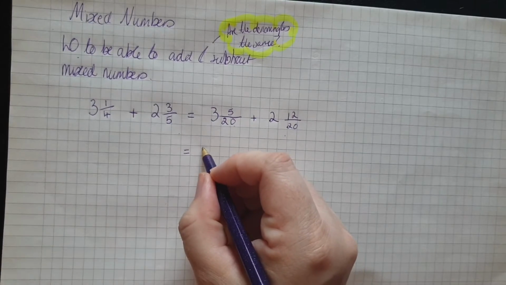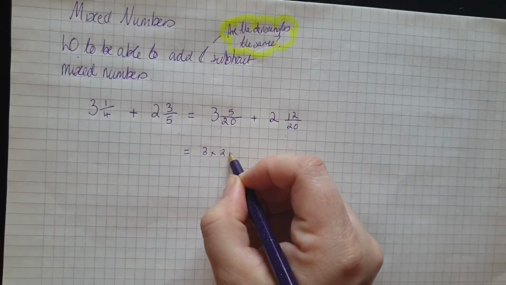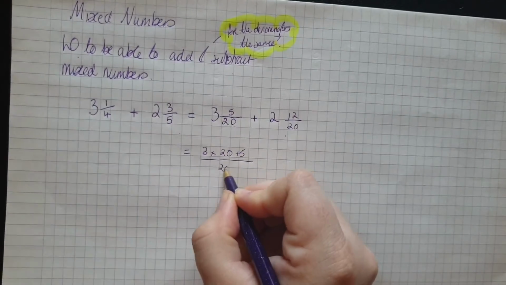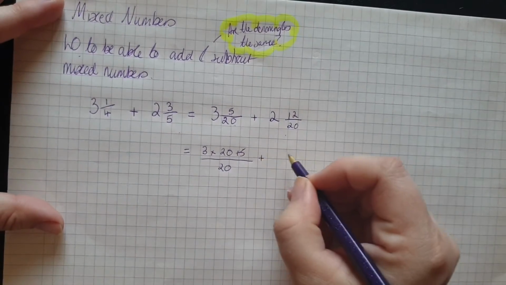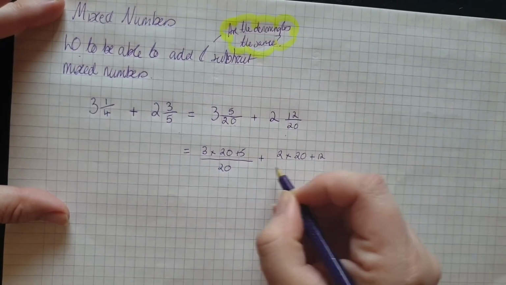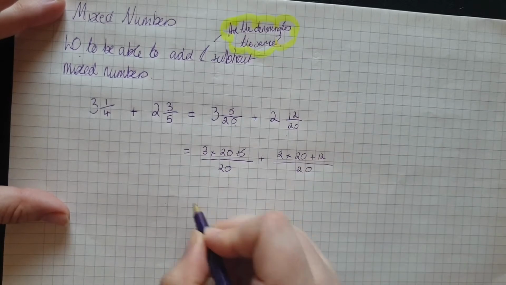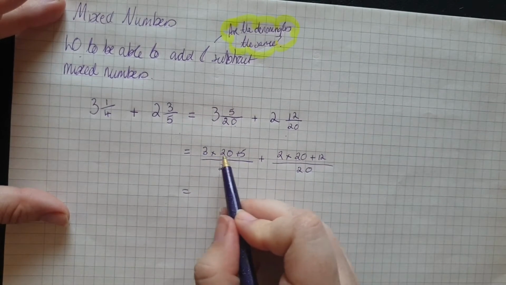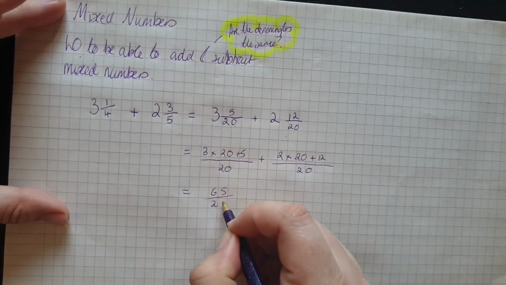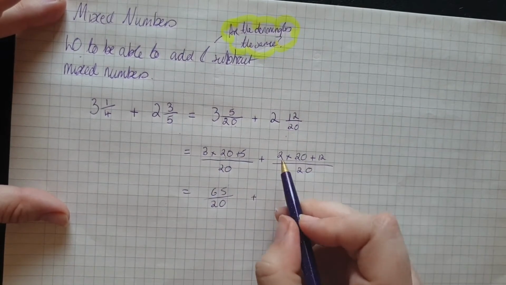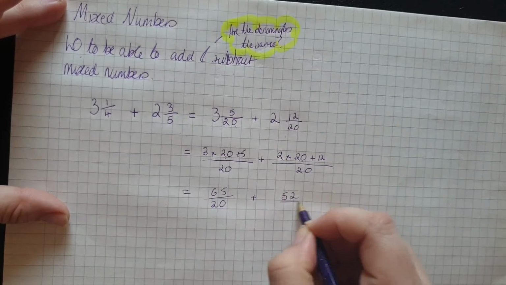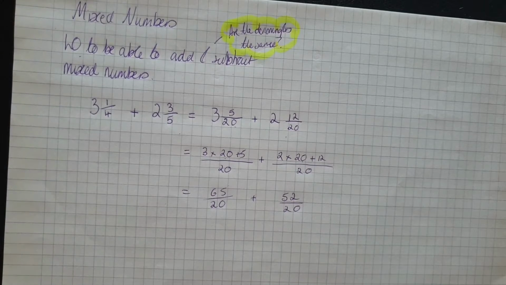So it means we want to do 3 times 20 plus 5, and that is all over the 20, plus 2 times 20 plus 12 all over the 20. 3 times 20 is 60, plus 5 is 65. 2 times 20 is 40, plus 12 is 52, all over 20.